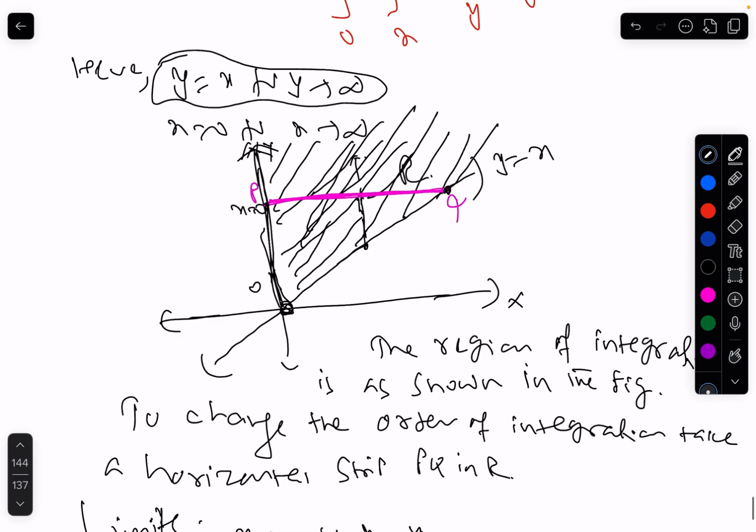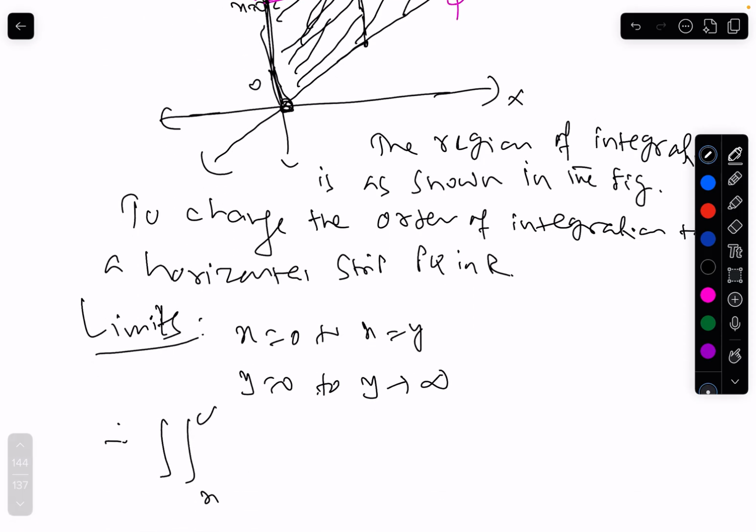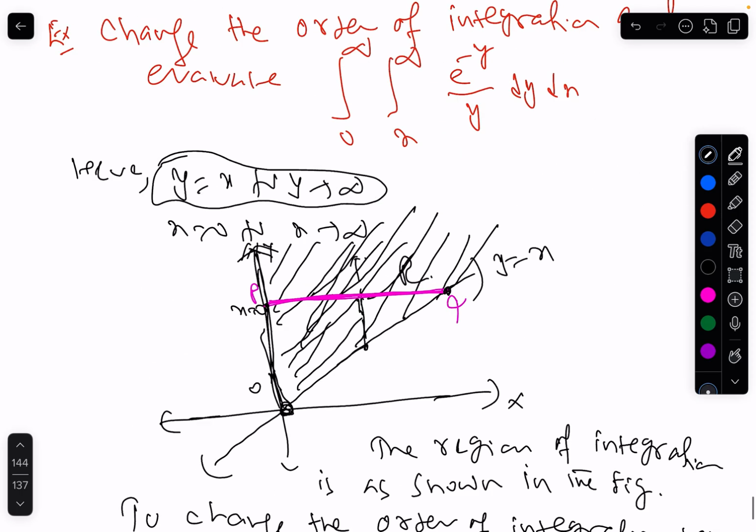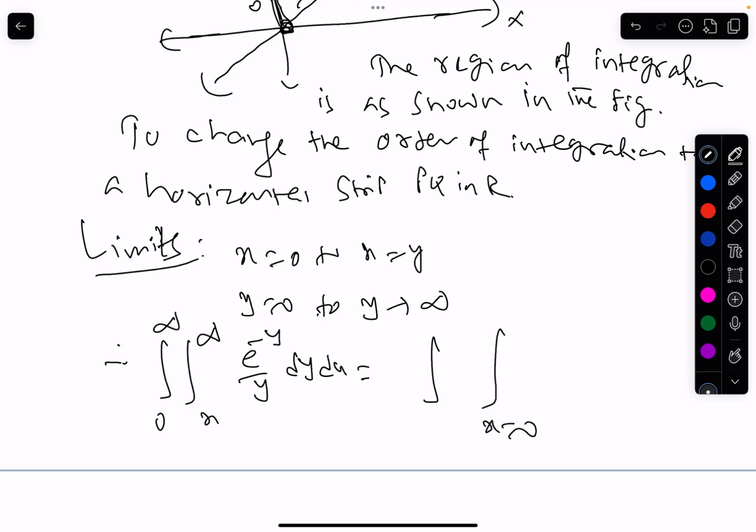So therefore the double integral from x to infinity, 0 to infinity, of e power minus y over y dy dx is equal to x is 0 to y, y is 0 to infinity, e power minus y over y dx dy.